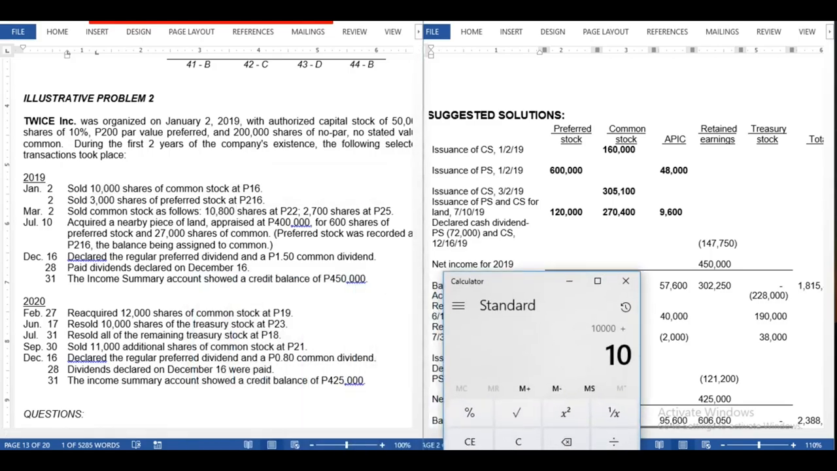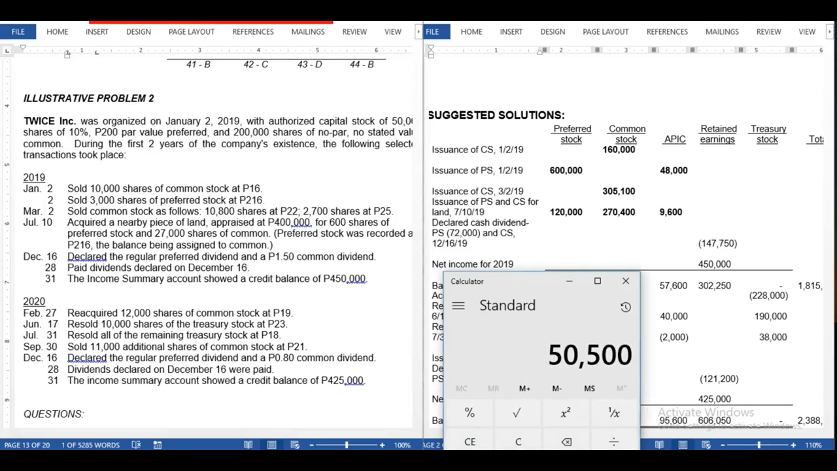10,800 and 27. So 10,800 at 27, plus the last one at 27. Okay, the July 10 transaction at 27. So it has a total of 50,500 common shares. This will be the basis to multiply the 1.5 common dividends.